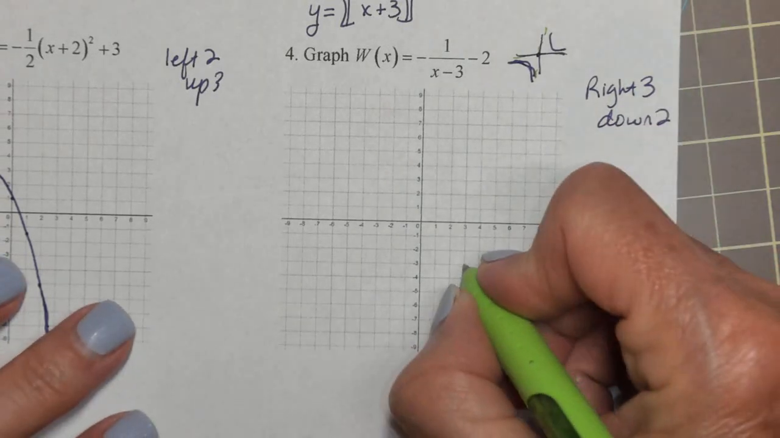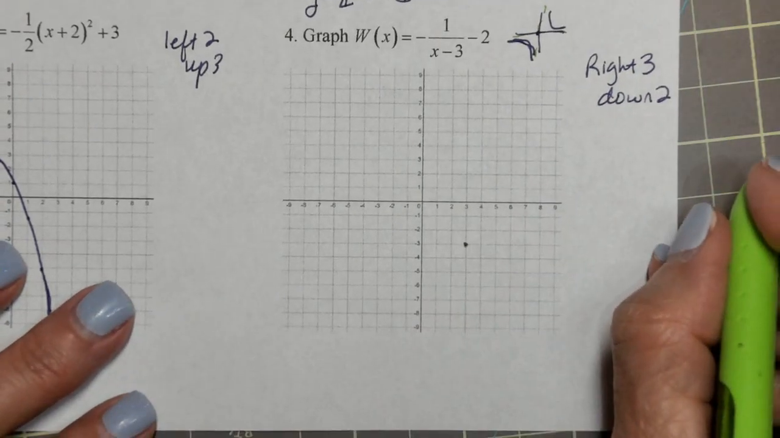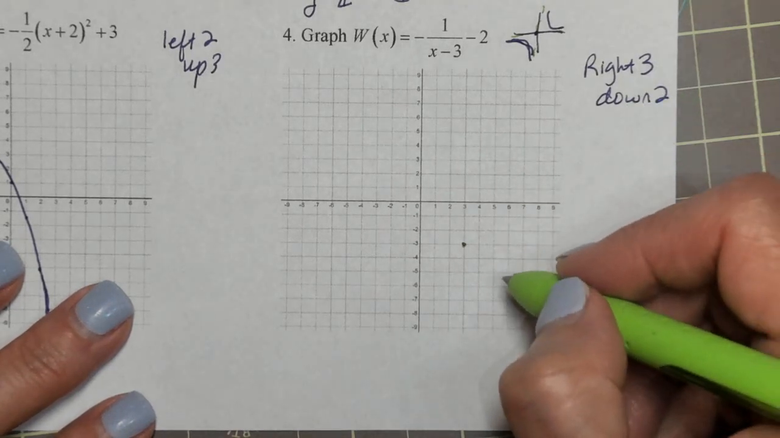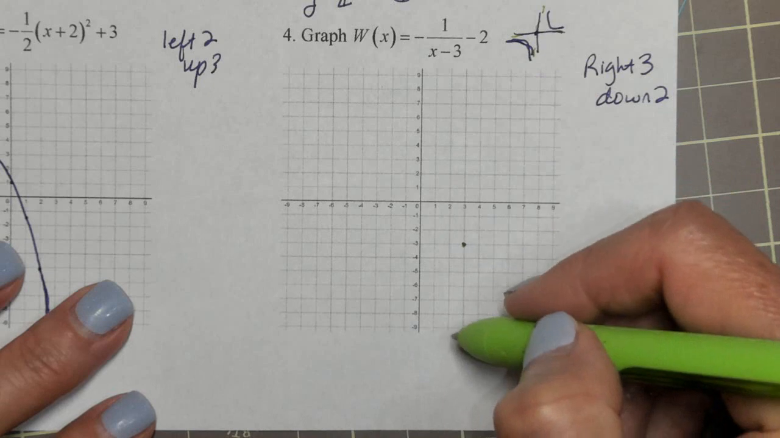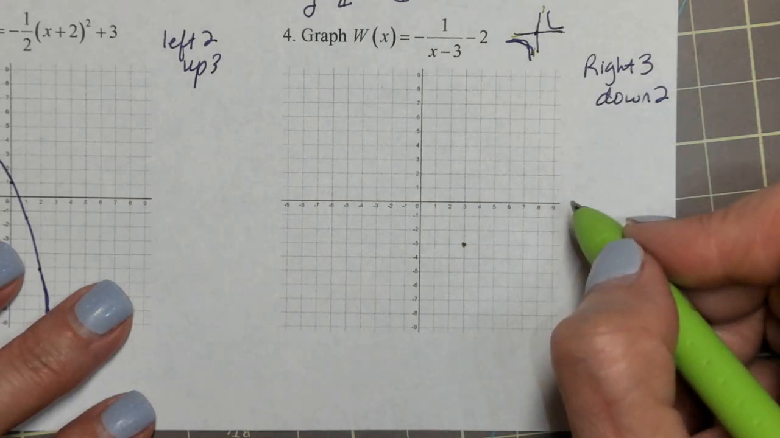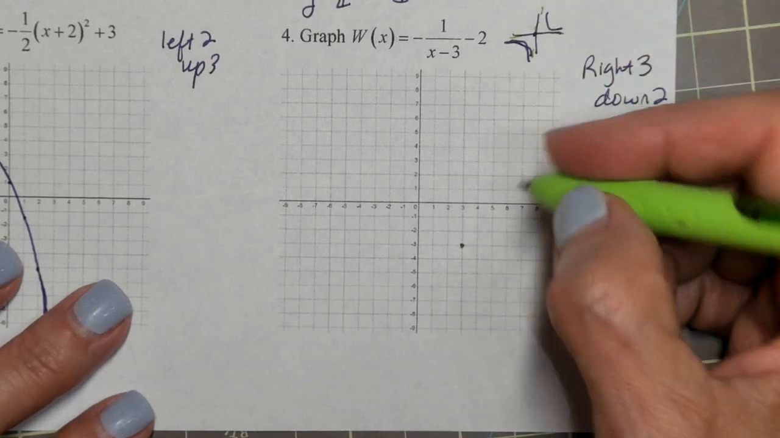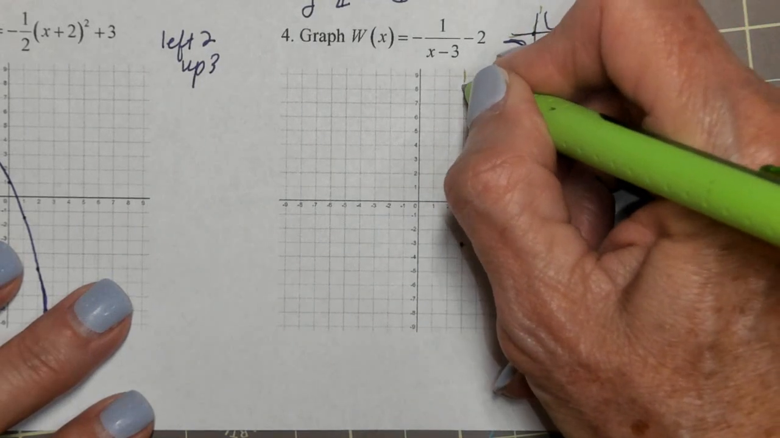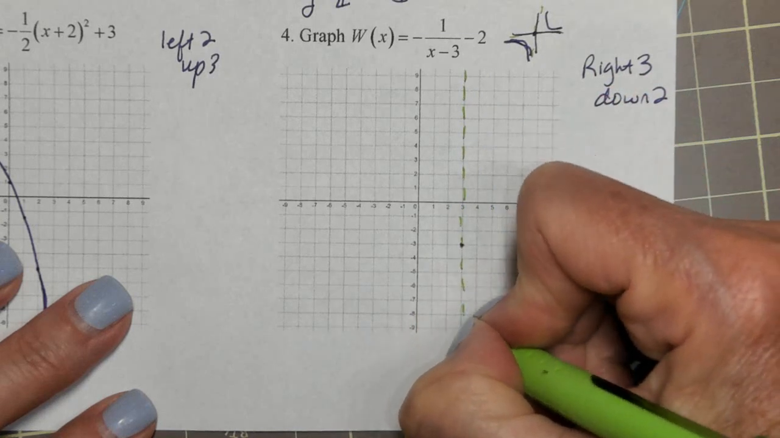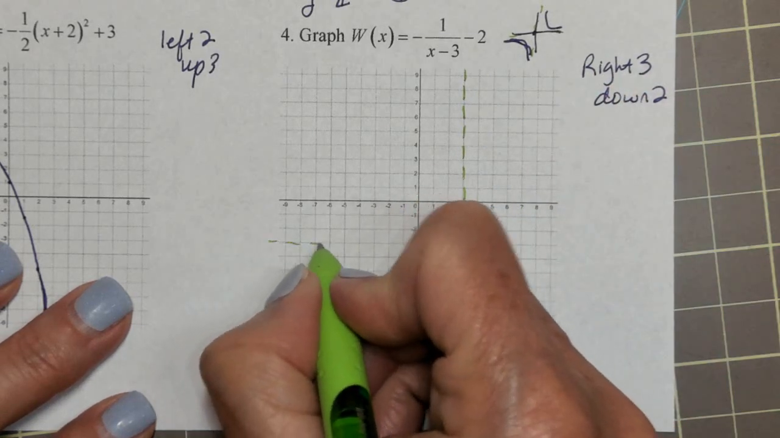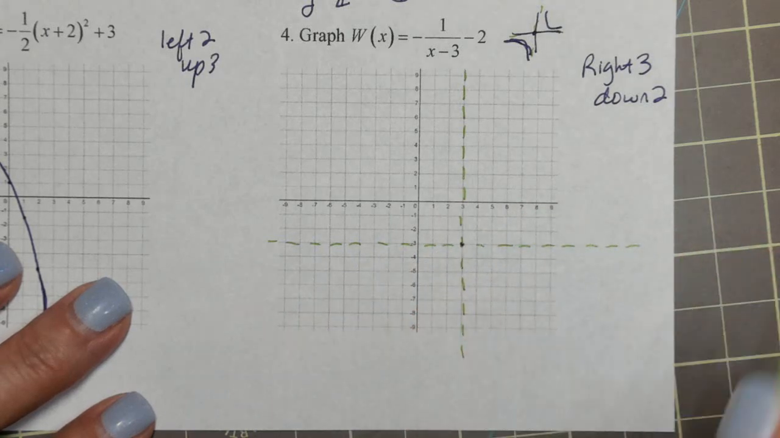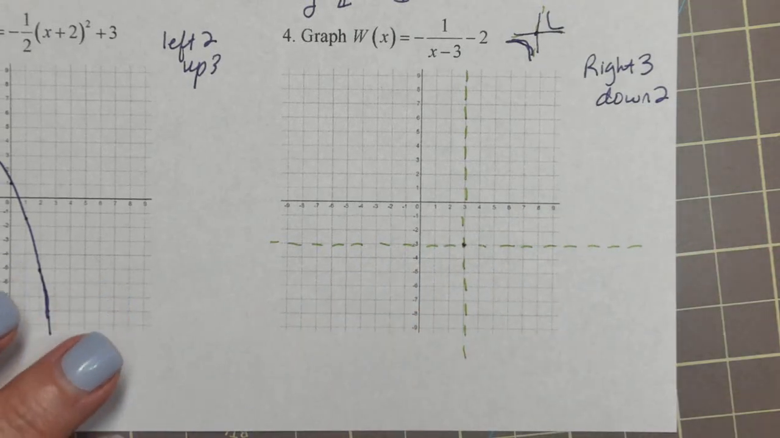I don't want to use my purple. It looks black on here, but it's actually purple on the page. I don't want to draw the asymptotes in purple because that's really not the graph. It helps form the graph. So I'm going to put my new asymptotes in a different color, this light lime green. Okay, and now I have my new axes.